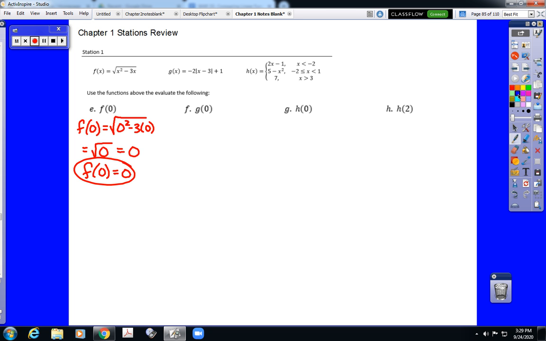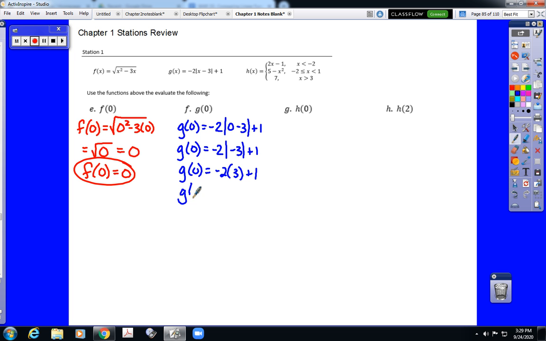For g of 0, that would be negative 2 times the absolute value of 0 minus 3, plus 1. So again, we start off on the inside there, doing the absolute value of negative 3, plus 1. That is negative 2 times 3 plus 1. That is negative 6 plus 1, meaning that g of 0 is negative 5.